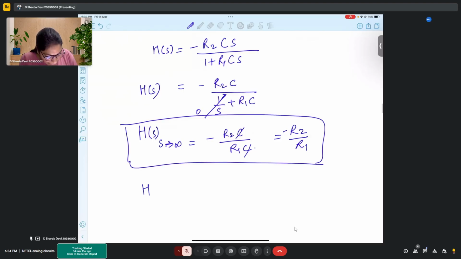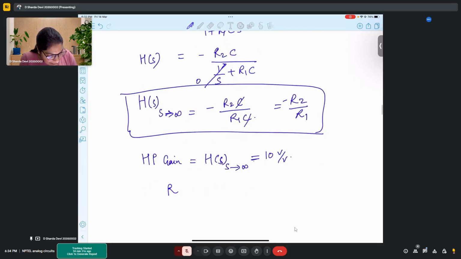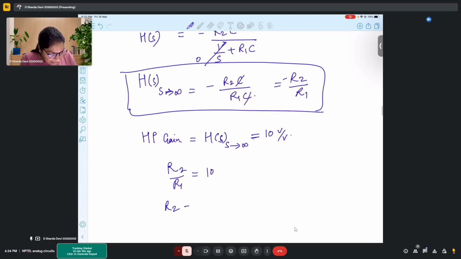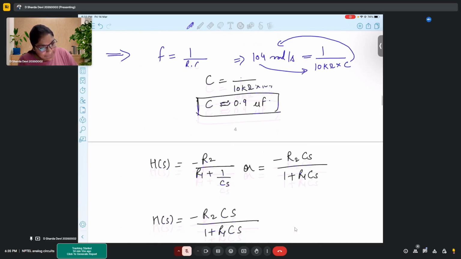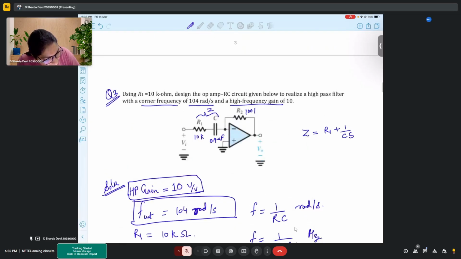Now it is given that high pass gain, which is also, as I mentioned, that at very high frequencies we are considering the gain, is 10 volt by volt. Then R2 by R1, because the negative sign does not have any role, so we can neglect it, is 10 times. So R2 is actually 10 times of R1. We already knew that R1 was 10 kilo ohms, which brings us to R2 being 100 kilo ohm. So here R2 is 100 kilo ohm.